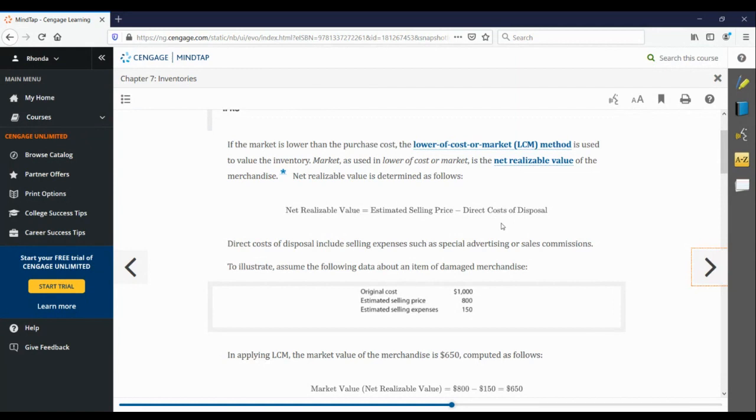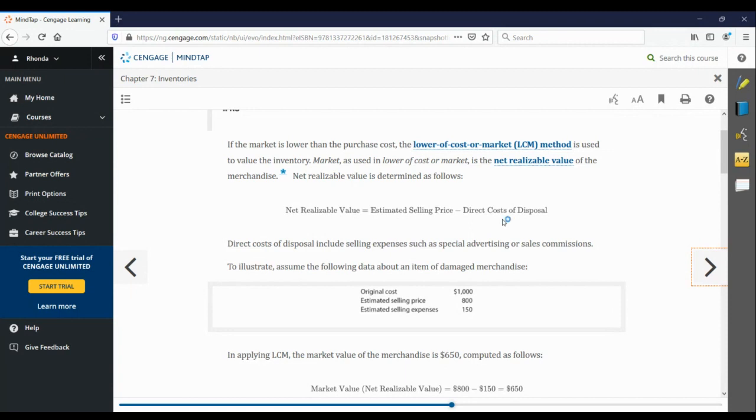And so the formula to find the net realizable value is really the amount that we expect we can receive from the sale of this inventory, which may have become obsolete or damaged, or whatever the problem is with the inventory. We've got to determine what the estimated new selling price of that inventory is going to be, and whether there are any direct costs associated with the disposal.